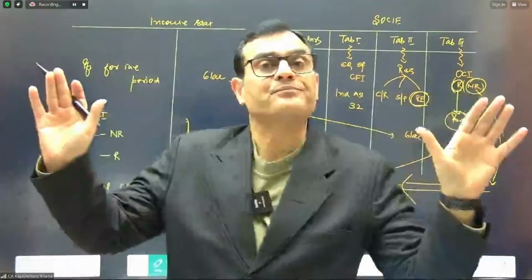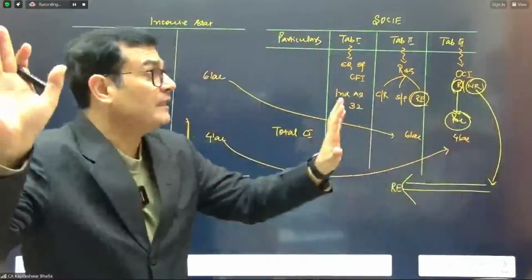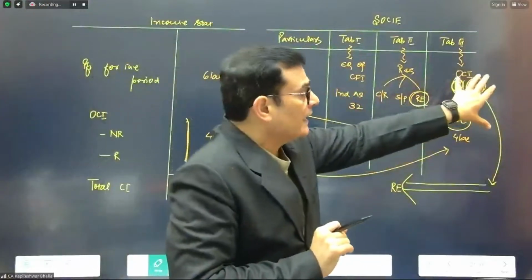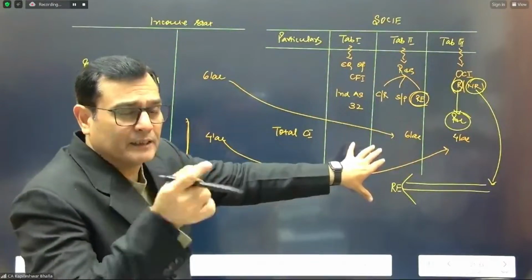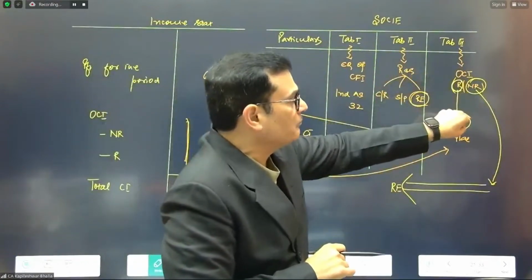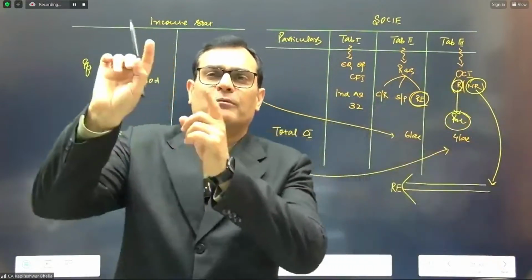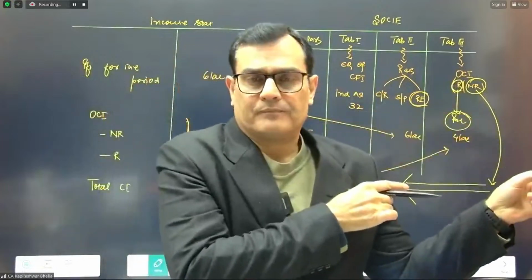I'll give you details later, in financial instruments. So the NR portion is pushed to the RE directly without routing through P&L, and the recycling portion is put in the P&L, and from there it enters the RE.